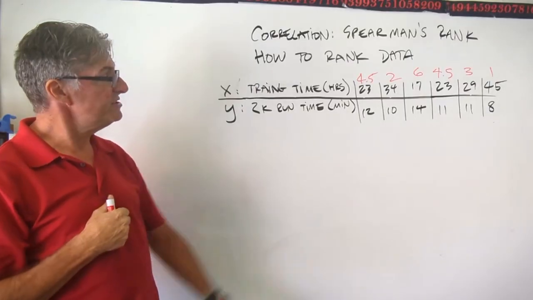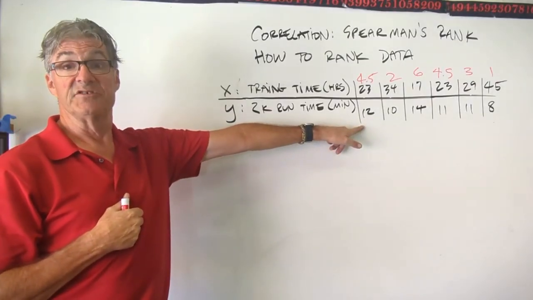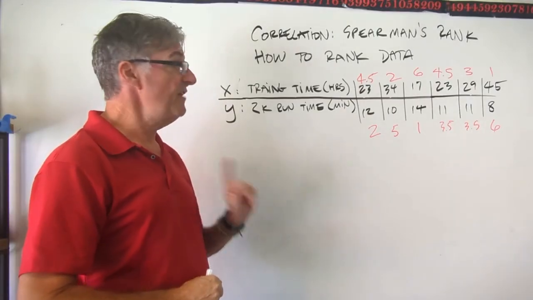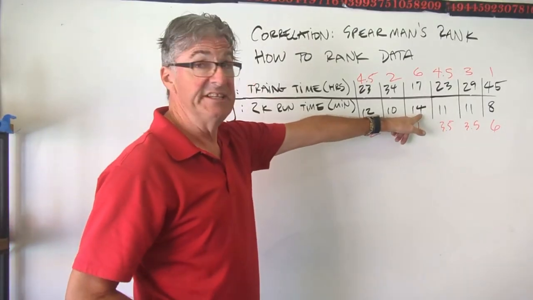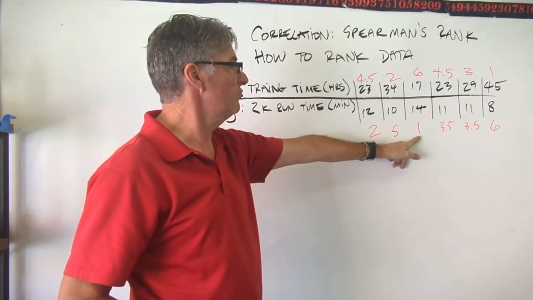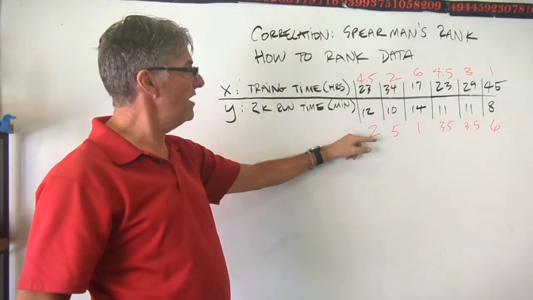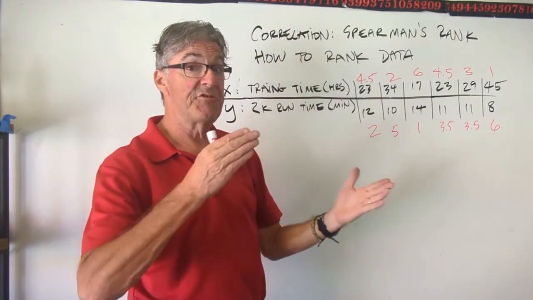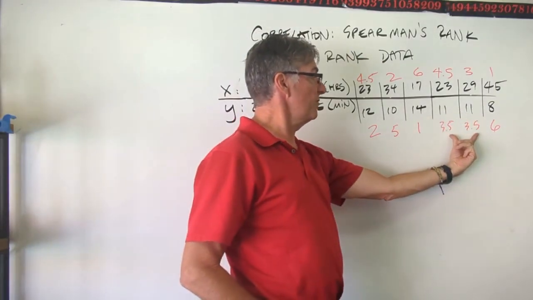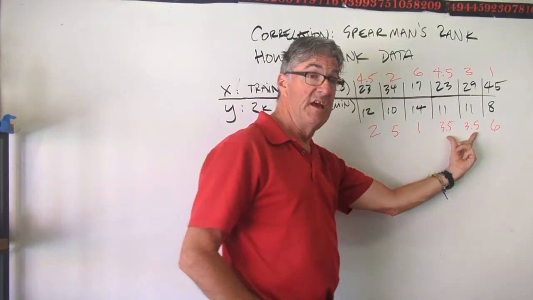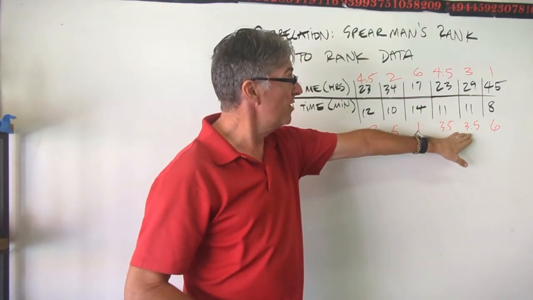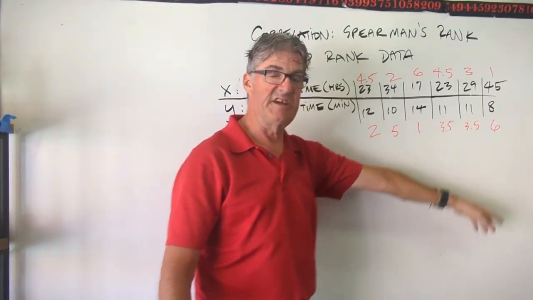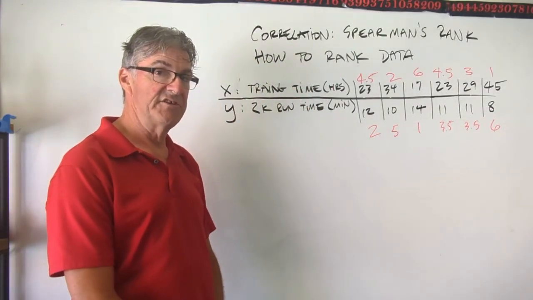Now what I want you to do is pause the video and rank the Y values. Okay. Counting down from the highest value, the first ranked value, we have a 14, that's the highest number in the Y values, so that's rank 1. Then we go down to 12, that's rank 2. And then we go down to 11. So 11 is going to be 3 and 4. So we put 3.5 in for the 11, and we've used up 3 and 4 there. So the next lower one is 5, and finally our lowest value is 6. That's how you rank your data points.